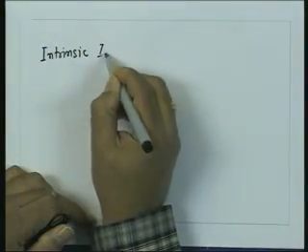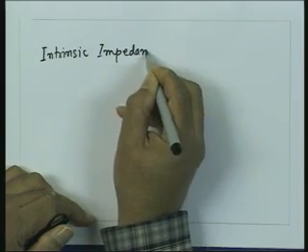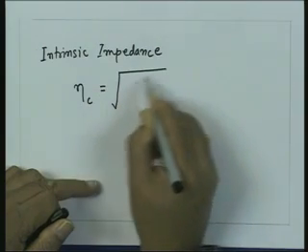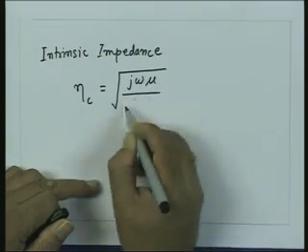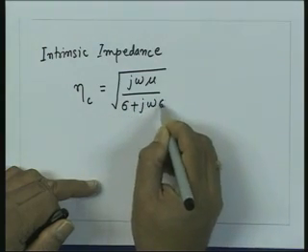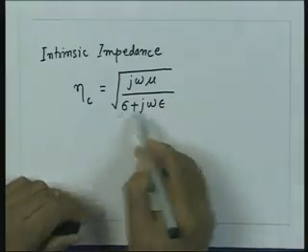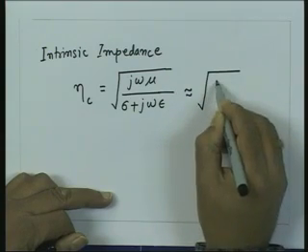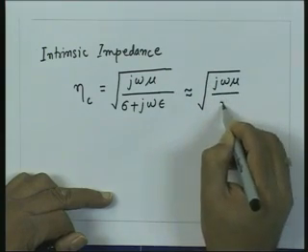Another aspect of the high conductivity of the medium is, if you look at the characteristic impedance or the intrinsic impedance of this medium, eta c, as we saw earlier, this is the square root of j omega mu divided by (sigma plus j omega epsilon), and now we have sigma much larger compared to omega epsilon. So this is approximately the square root of j omega mu divided by sigma.